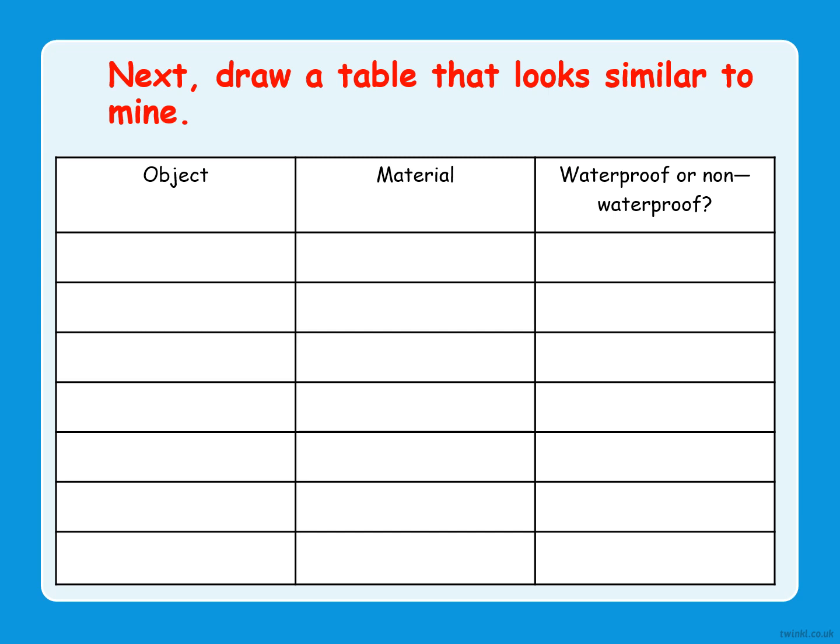If you're testing 4 materials, then you can draw 4 rows. If you're testing 5 materials, you can draw 5 rows, and so on. But you definitely need 3 columns. And the header for your first column is going to say object. Your header for the second column is going to say material. And your header for the third column is going to say waterproof or non-waterproof. Pause the video and do that now, please.